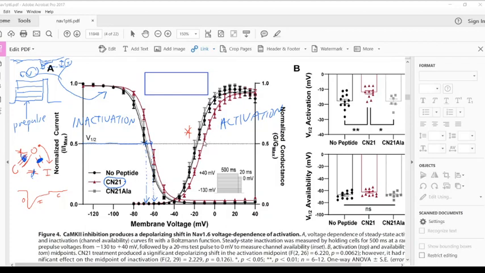And similarly, activation, exactly the same thing. There's a rightward shift here, and so it's taking roughly 5 more millivolts to activate this channel. That's really small. So the question is, we've got statistical significance, because that's done down here. We've got all the data down here, so it might be significant, but is it biologically significant? Does 5 millivolts really make a difference?